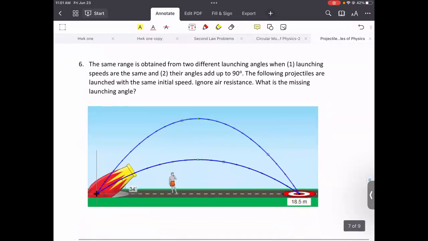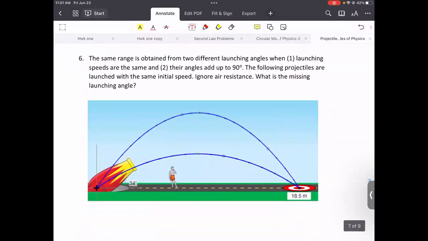Now let's look at this question here. The same range is obtained from 2 different launching angles when launching speeds are the same. So launching speeds are the same and their angles add up to 90 degrees.